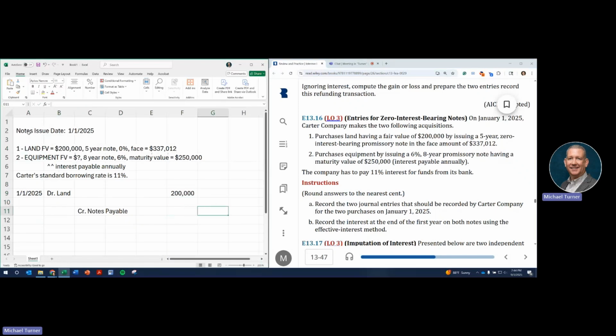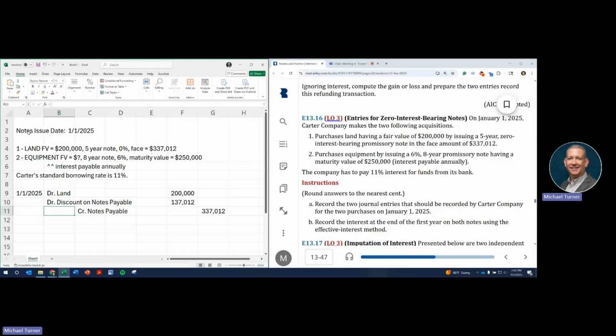And the notes payable is the amount that we owe. So on January 1st, 2025, when we acquire this, we sign a note and we have an obligation to pay $337,012. However, there's a discount. And this discount is equal to the difference between the amount of the loan versus the fair value. That's going to effectively be the interest that we're going to amortize towards interest throughout the 5 years of this note. And so that difference is $137,012.